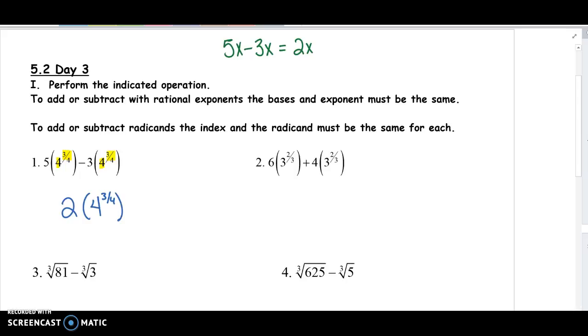All right, this one's a chocolate chip cookie. So 6 chocolate chip cookies plus 4 chocolate chip cookies is 10 chocolate chip cookies. 10 times 3 raised to the 2/3.